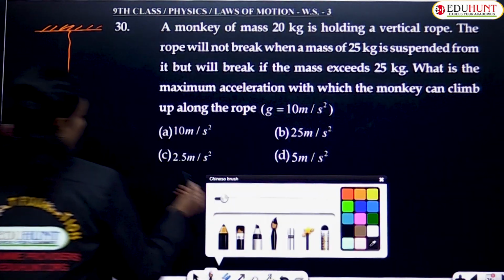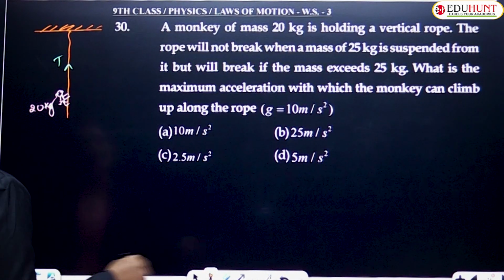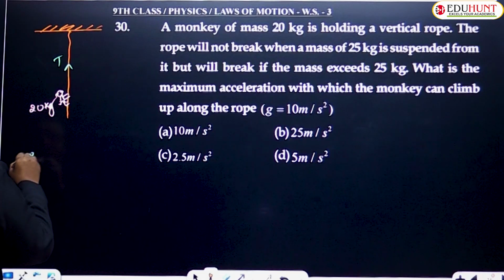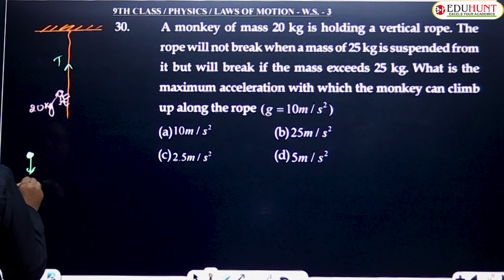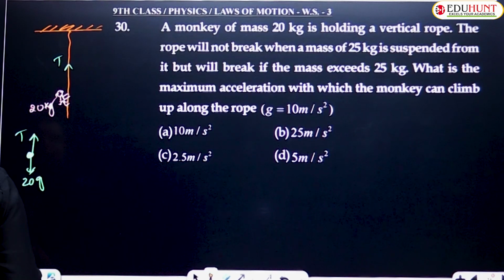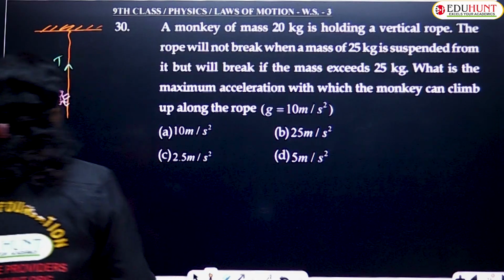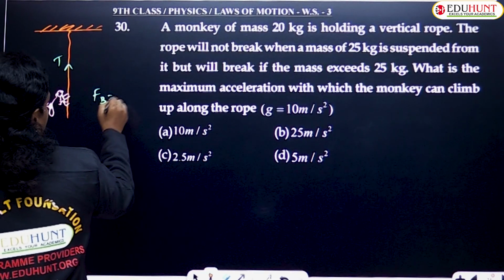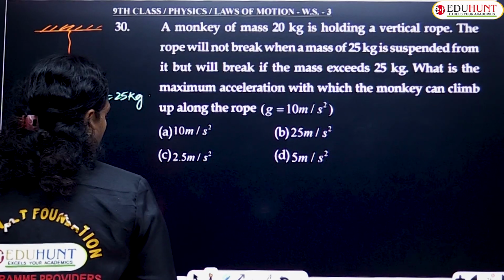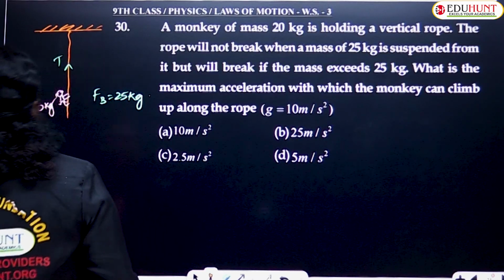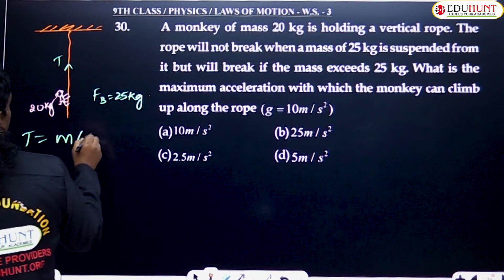As usual, clearly the tension must be acting in the string and the weight of the monkey must be acting downwards. If you picture the free body diagram, 20g must be acting downwards and the tension T must be acting upwards. Based on that, if you consider the breaking stress, what is the breaking force given, children? The breaking force is given as 25 kg. As it is moving upwards, upward motion means we will directly take the value of T as m into (g plus a).